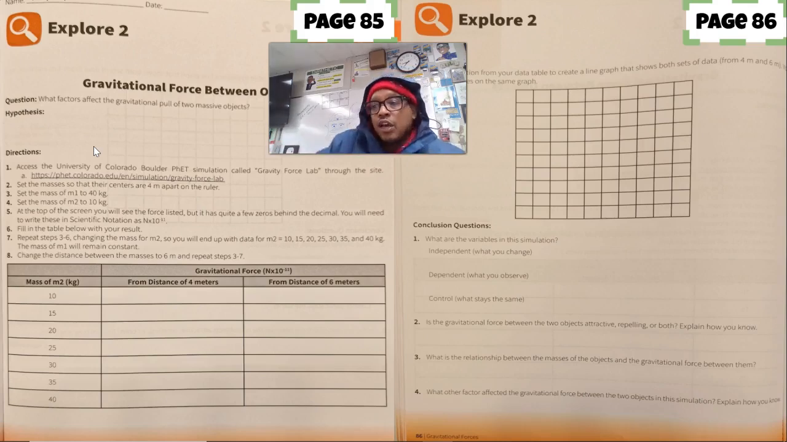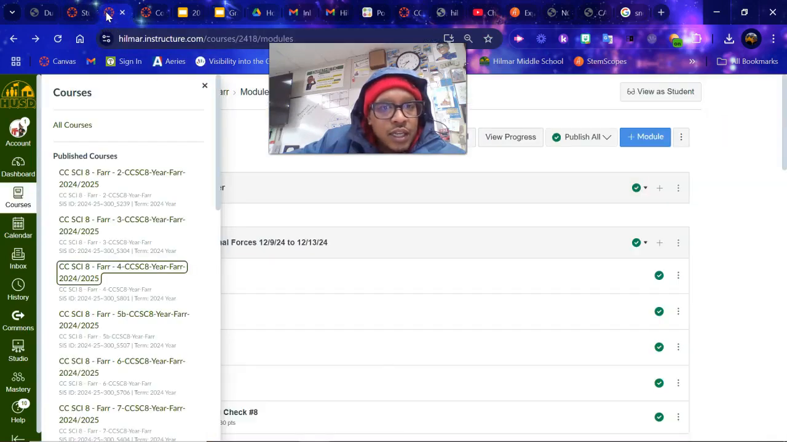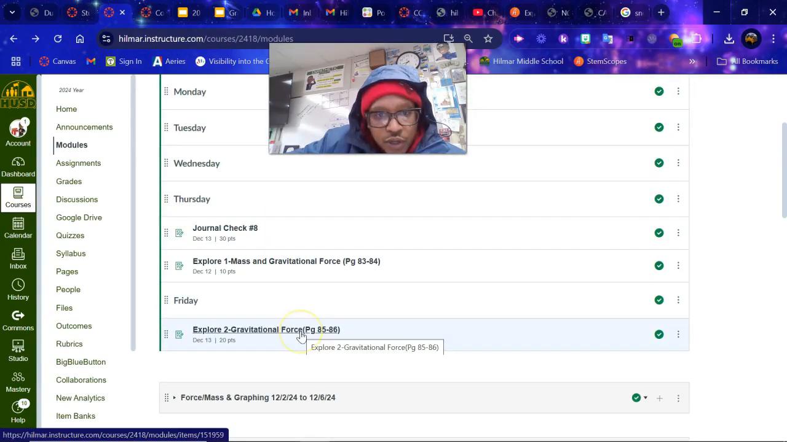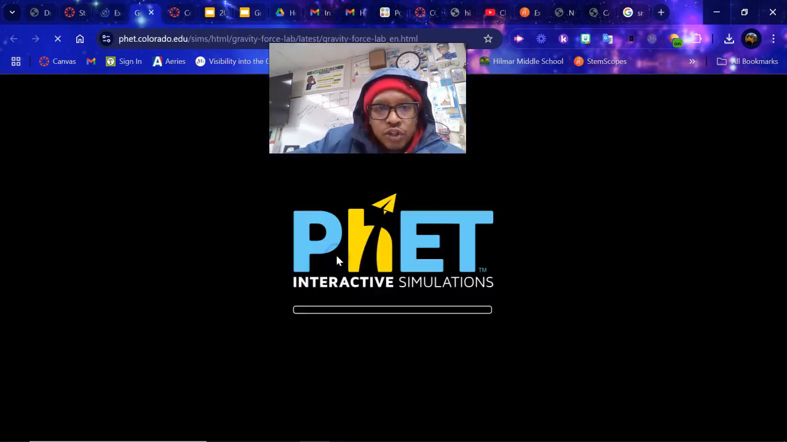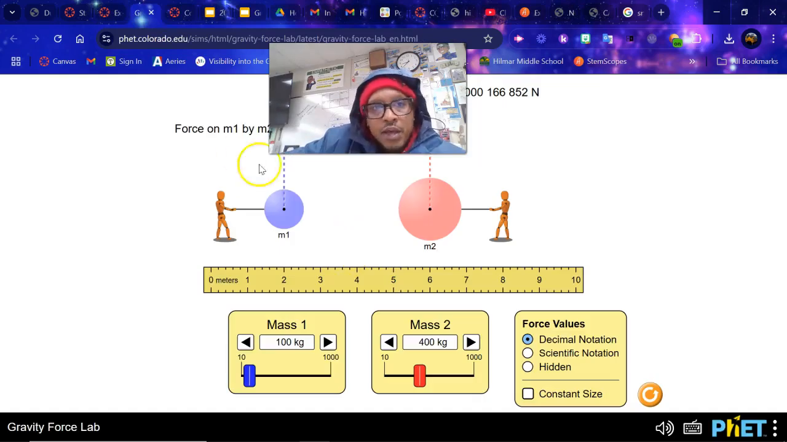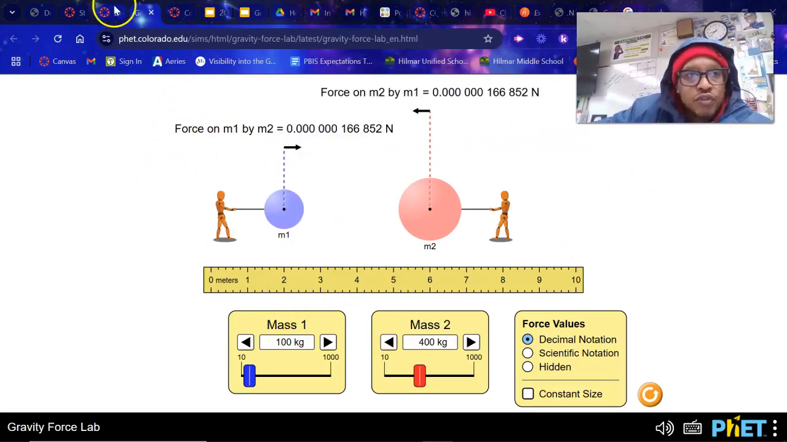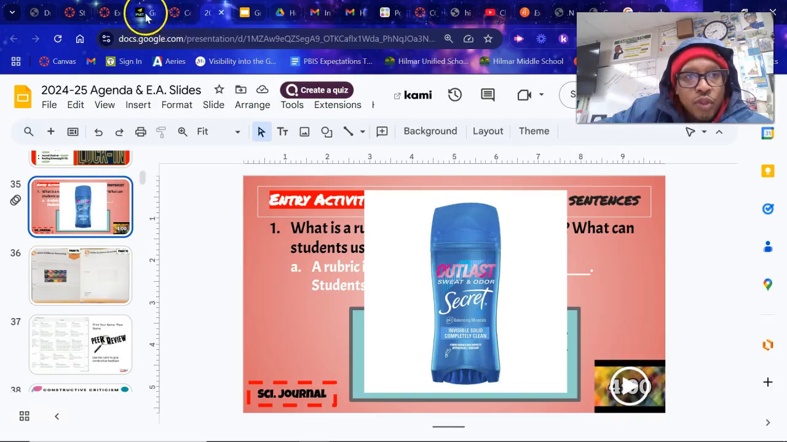Set everything up. You're going to click your link. That is all in Modules. So here, I'll show you guys. Let's go here. Modules. So you would click here, right? Explore number 2. And then it'll pull this up. And then you just need to follow the instructions. Again, follow the instructions. It tells you everything to do step by step. So make sure to do that, okay?